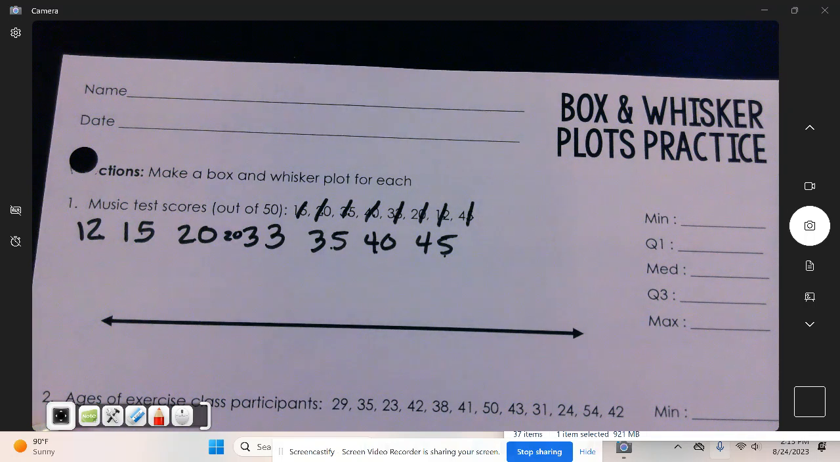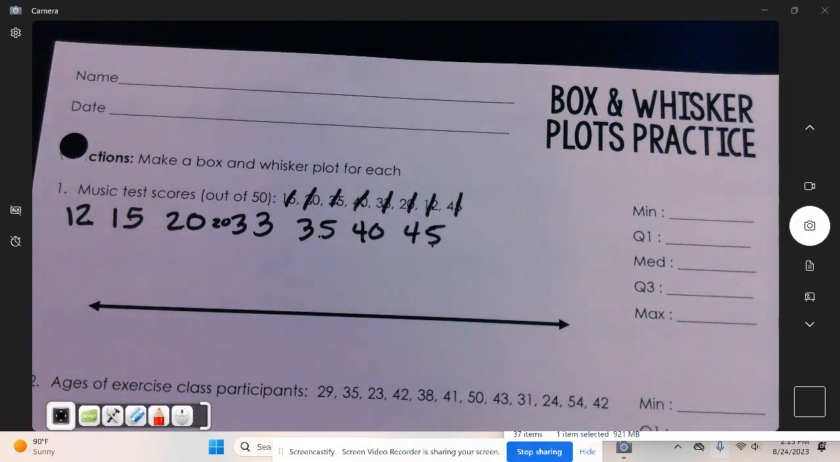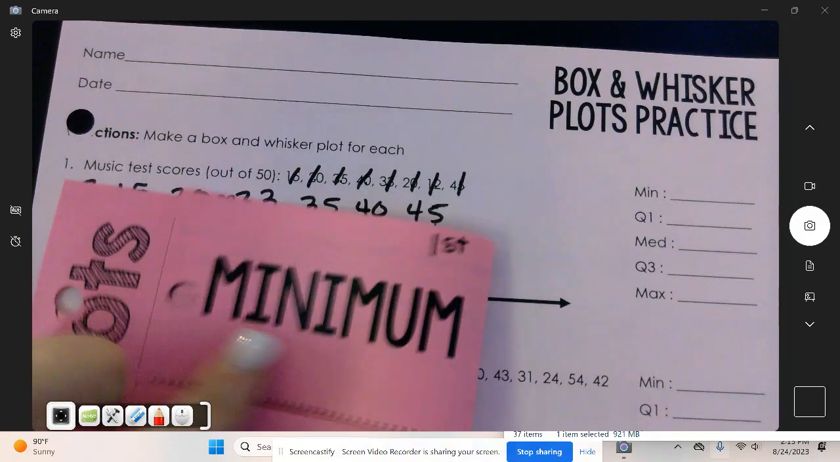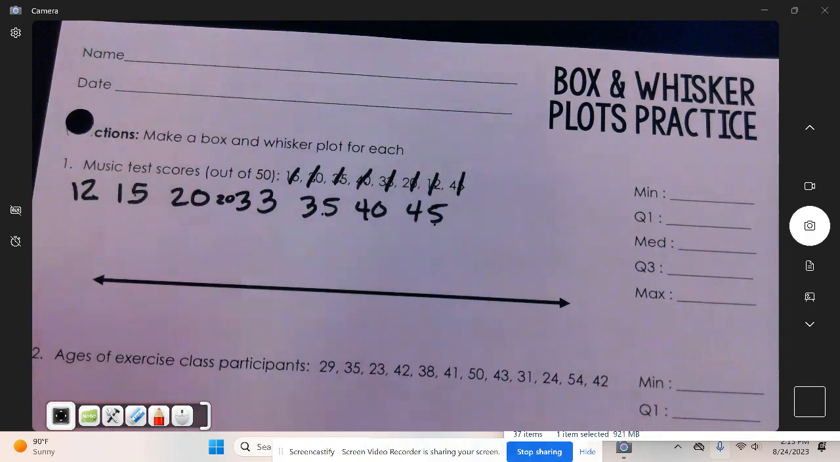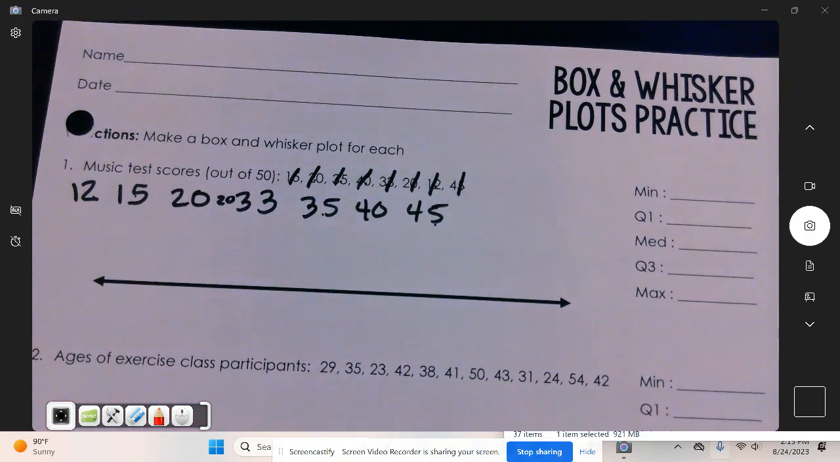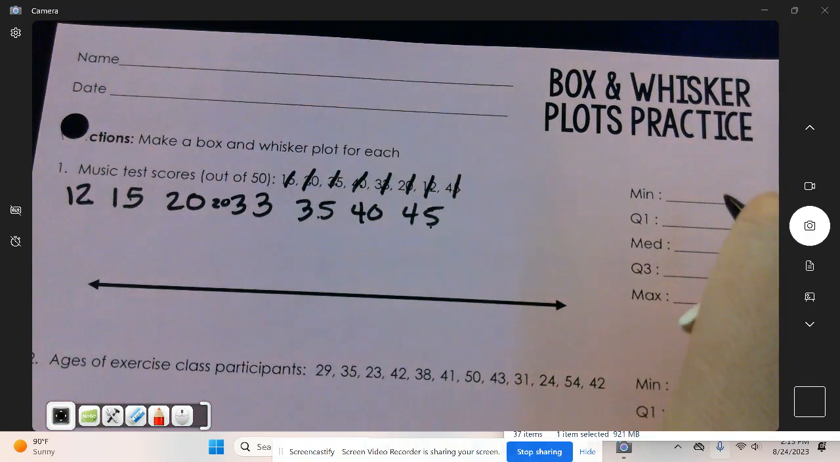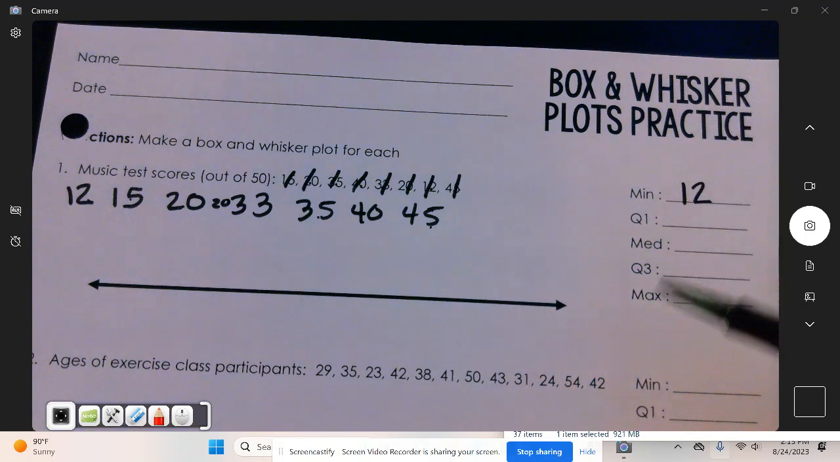Looking at your foldable, what's the first thing we're supposed to find? We're supposed to find the minimum, right? When I come back over here to my foldable, the first thing I find is the minimum. And minimum meant the smallest. So what was the lowest or smallest number? 12. And then the next thing we were supposed to find was the maximum, which is... those are pretty easy, right? Especially when the numbers are in order.